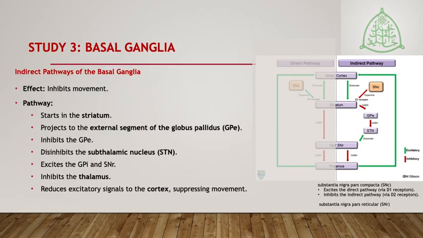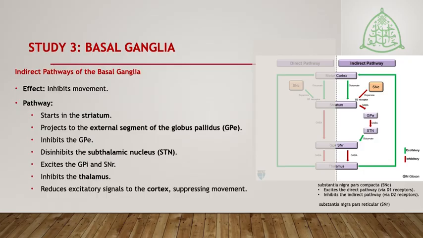So the indirect pathway, we said, also starts from the striatum. However, its pathway is slightly out of the road. It doesn't go to excite the globus pallidus interna, but rather it goes and inhibits the globus pallidus externa, and the globus pallidus externa, which was holding on to the subthalamic nuclei, that is the STN in this diagram, is then inhibited. So let's start from the beginning so that we understand this part of the pathway.